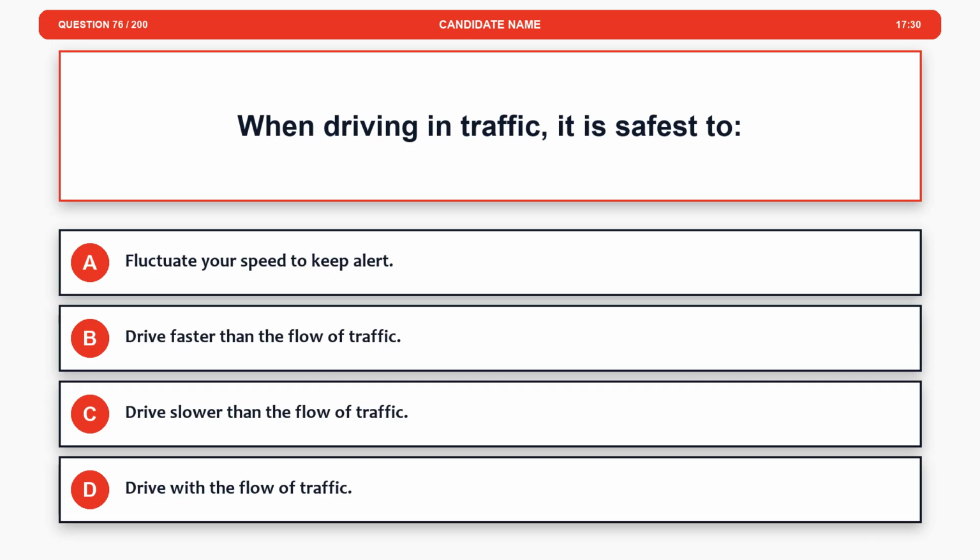Question 76. When driving in traffic, it is safest to: Option A, fluctuate your speed to keep alert. Option B, drive faster than the flow of traffic. Option C, drive slower than the flow of traffic. Option D, drive with the flow of traffic.